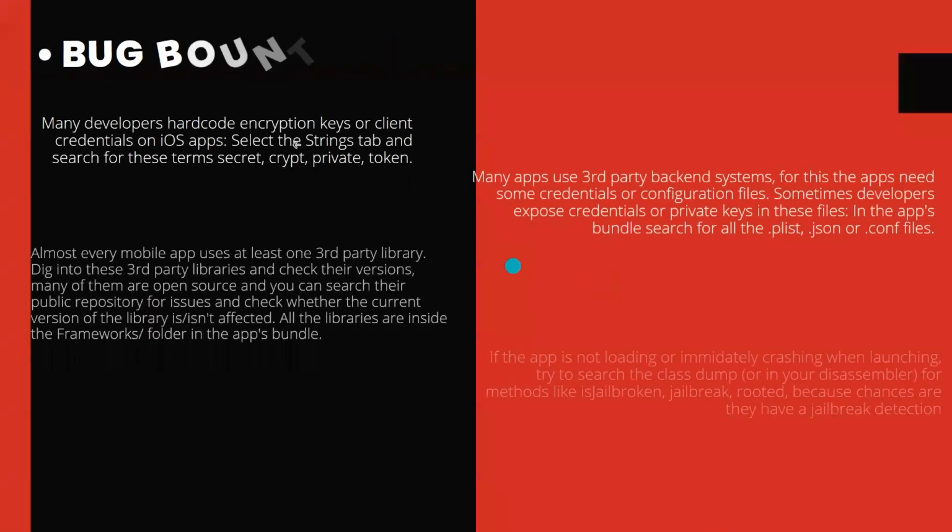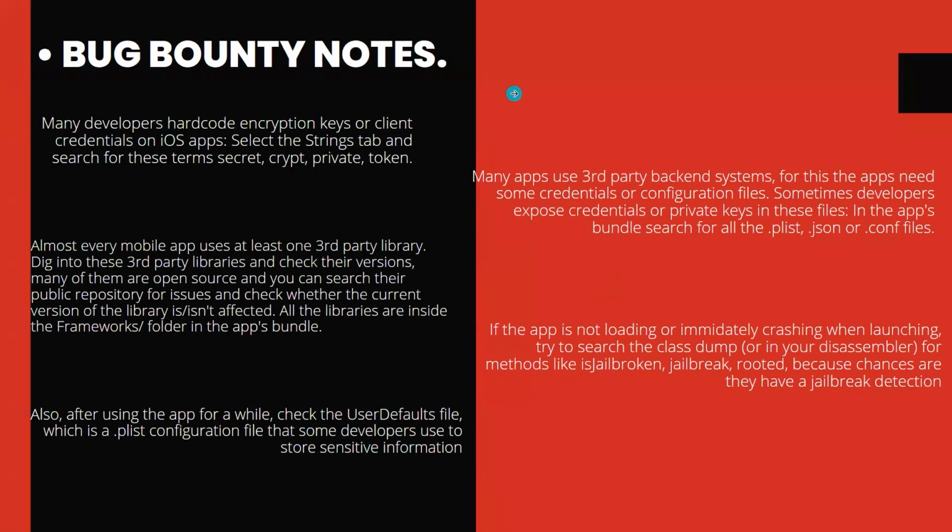For the next guide, we'll check some bug bounty notes. Many developers put hard-coded encryption keys or client credentials in iOS applications. Once you reverse the binary and load it into Hopper, IDA or Hydra, you can check the strings tab and search for keywords such as secret, private, token, IDs, and similar.